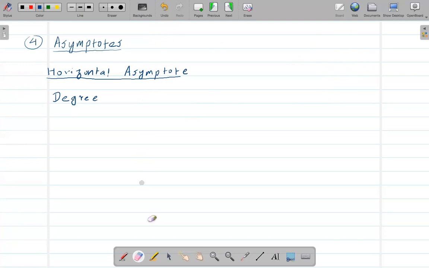Okay, so a function is given: 2x to the power 7 plus 3x squared minus 6, something like this. Now we need to find first the degree, and the second one is going to be the leading coefficient.